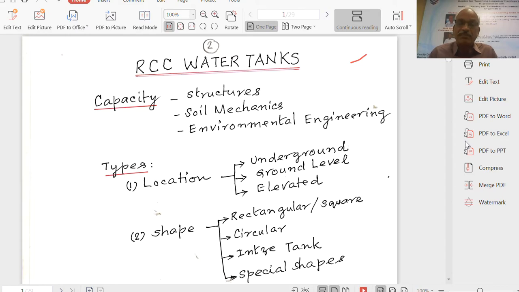or square in shape, because square is a special form of rectangle, right? And the circular tanks, Intze tank, and also there are a number of special shapes of water tanks. So generally rectangular underground tanks, rectangular ground level tanks, rectangular elevated tanks. Underground circular tanks, ground level circular tanks, and elevated circular tanks. So like this we can have a classification, right?